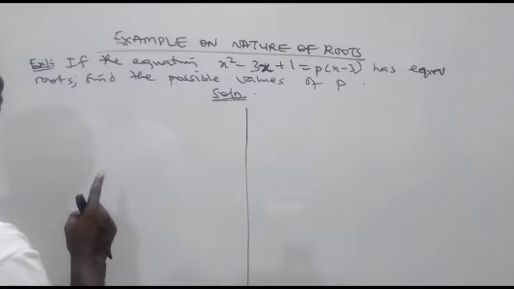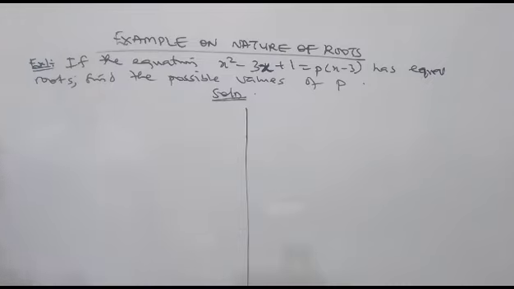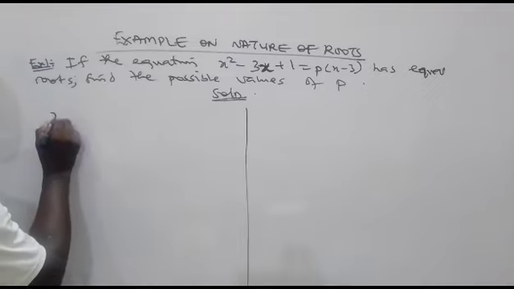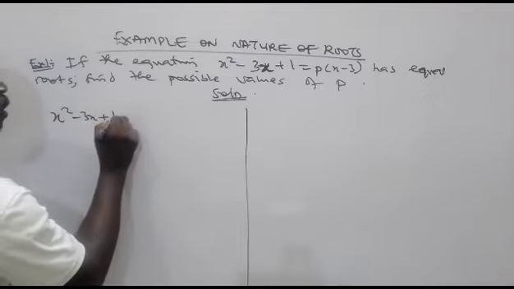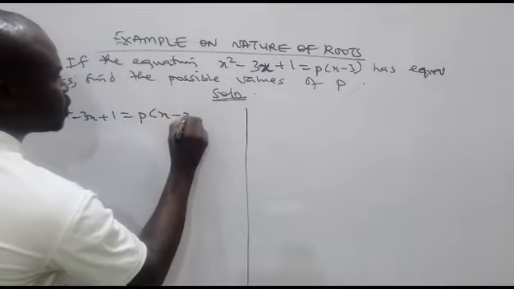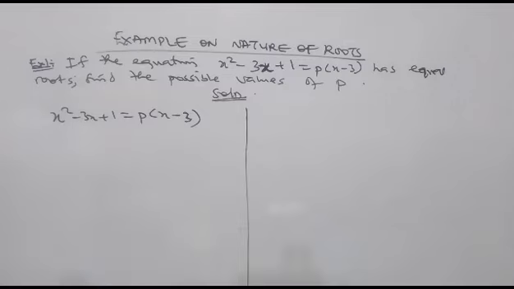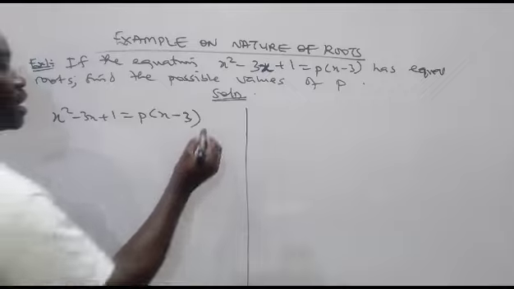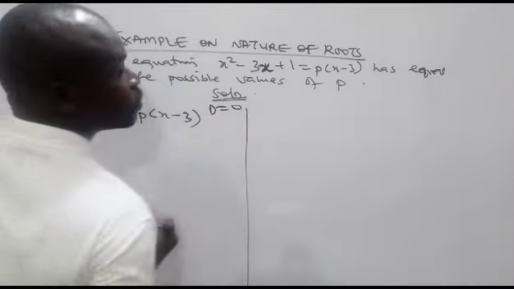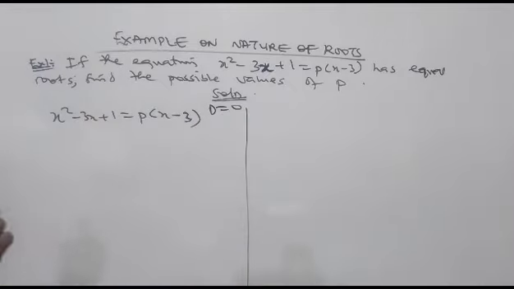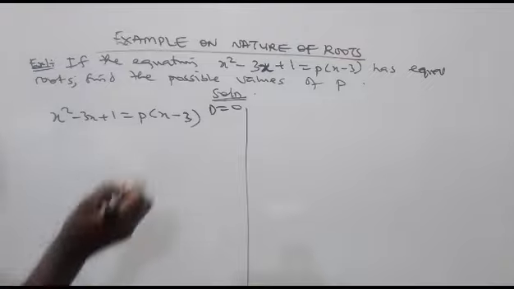Today we want to look at an example on the nature of roots. Let's look at this question. If the equation x squared minus 3x plus 1 equal to p into bracket x minus 3 has equal roots, find the possible values of p. Of course, when it has equal roots, it simply means that the discriminant is equal to 0. That's one of the conditions, the third case that we considered in the last video.